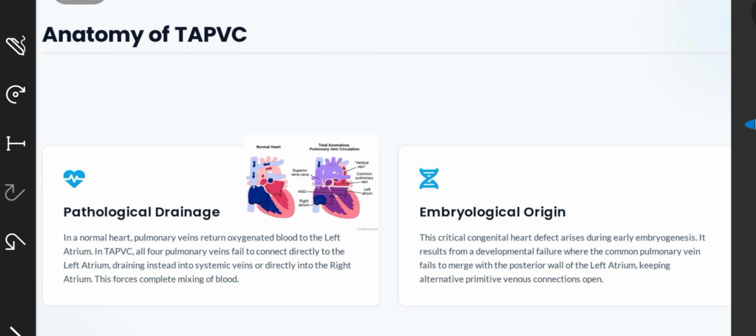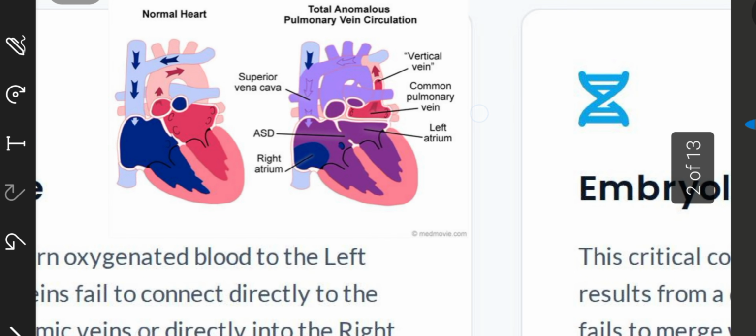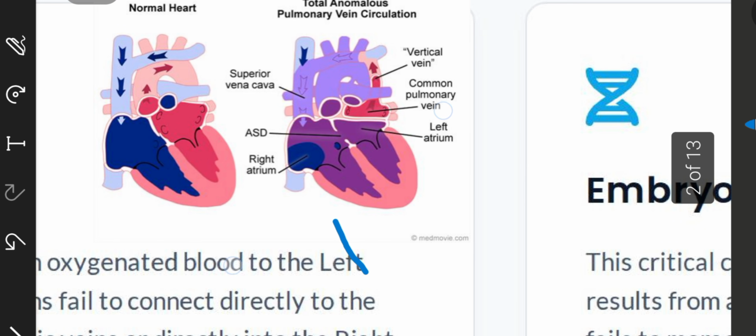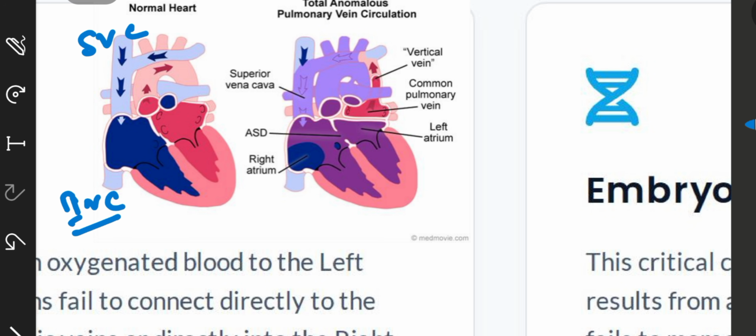Anatomy of TAPVC: as I said, in a normal heart, this is the picture. So this is the SVC, this is the IVC. In a normal heart, all the deoxygenated blood enters this area, and the blood from the right atrium enters the right ventricle, and then through the pulmonary artery enters the lung, and from the lung, which is oxygenated, there are four major pulmonary veins. This is 1, 2, 3 and 4.